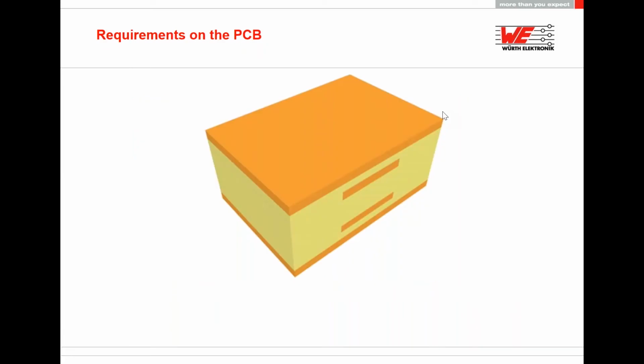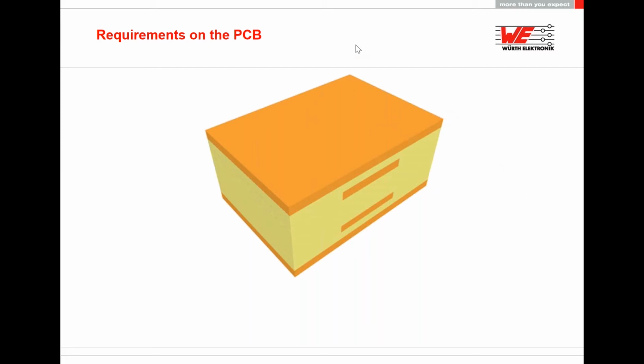So another very common question is regarding requirements on the PCB side for the press fit technology. And yeah, we have special requirements. We also have specifications in our data sheets. And here I want to show you how a via is created.